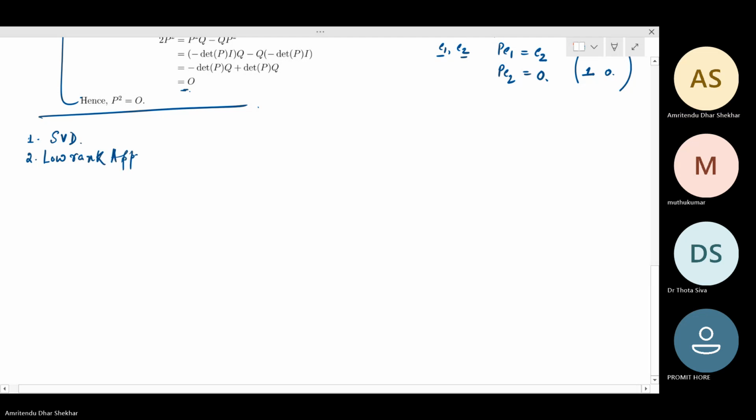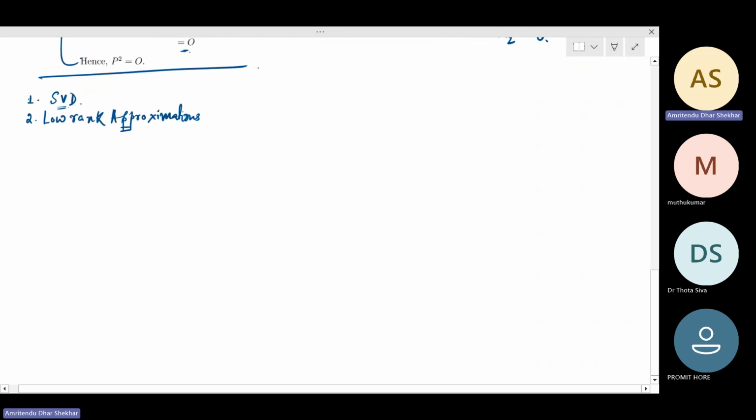So let's briefly look at the theory of this, and then we can look at the solutions. Once we understand the theory well, I've looked at the problems, and they seem to follow directly from the theory. They don't seem very tricky. So the first is SVD. SVD stands for singular value decomposition.